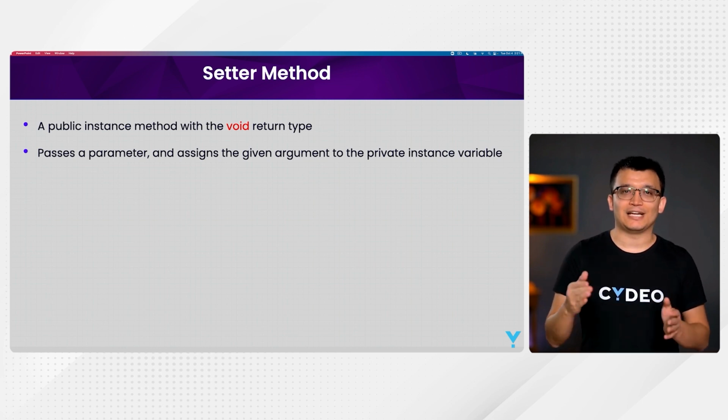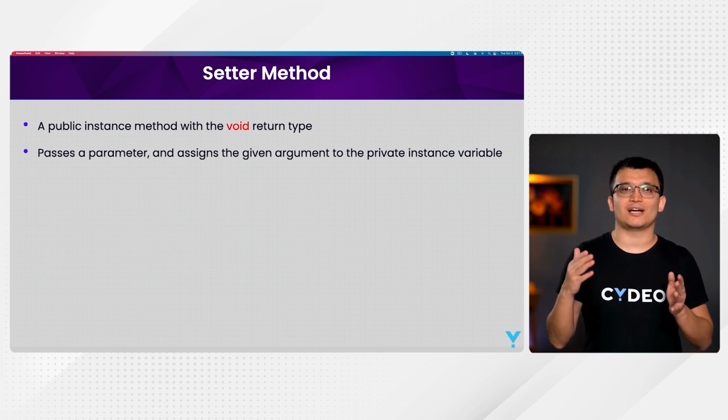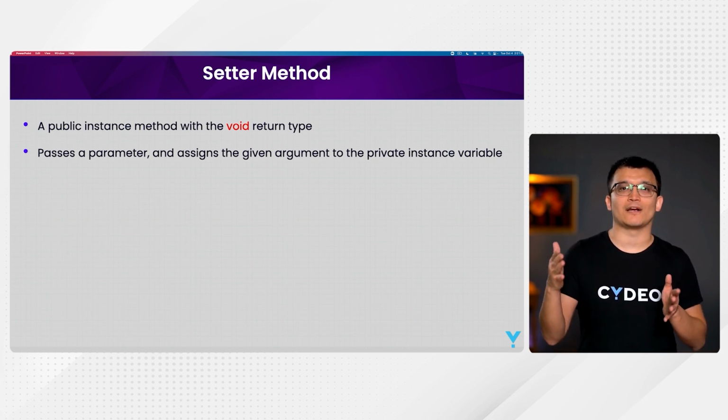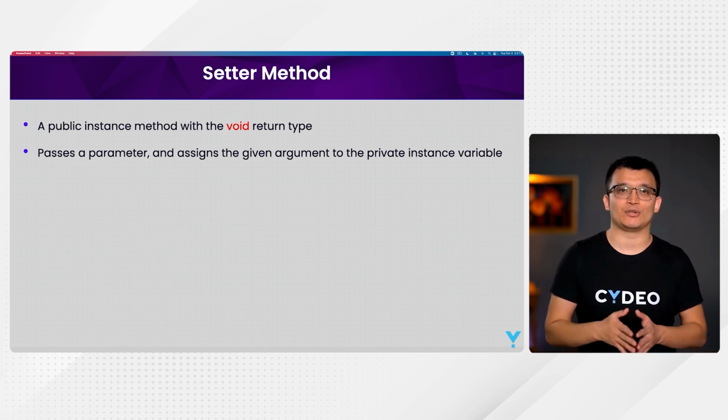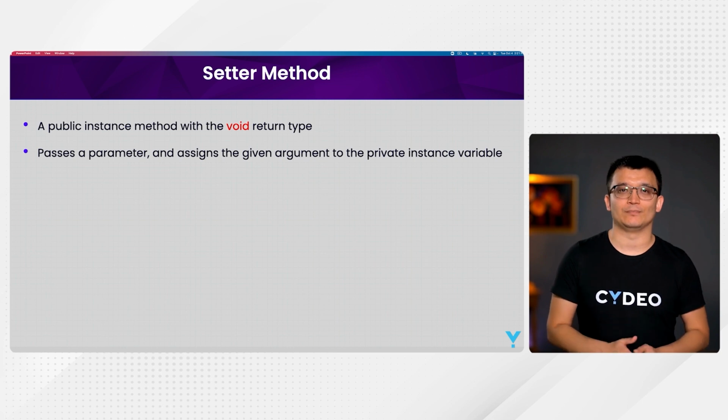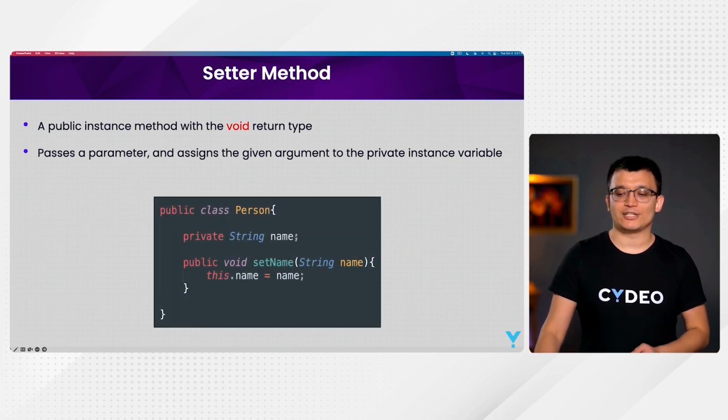Then the setter is going to assign the given argument to the private instance variable. That is how we are able to set the private instance variable through the setter, because the setter takes an argument and then assigns the argument to the instance variable. So here is an example of how the setter can be generated.